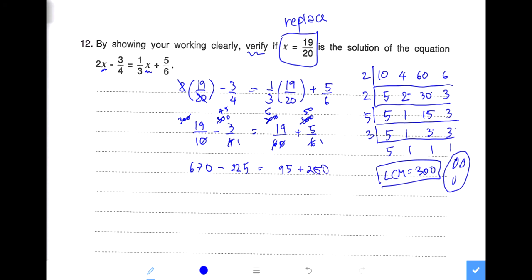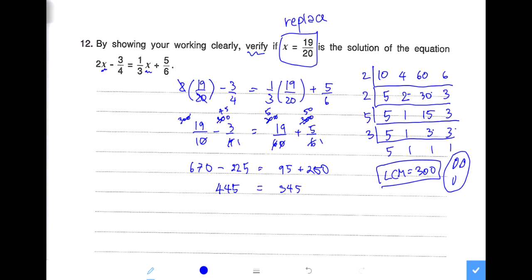So, are they equal or not? Okay, let's check it out. This one, 670 minus 225. That is 445. And this one, 95 plus 250, I get 345. So I don't see that they are equal, right?